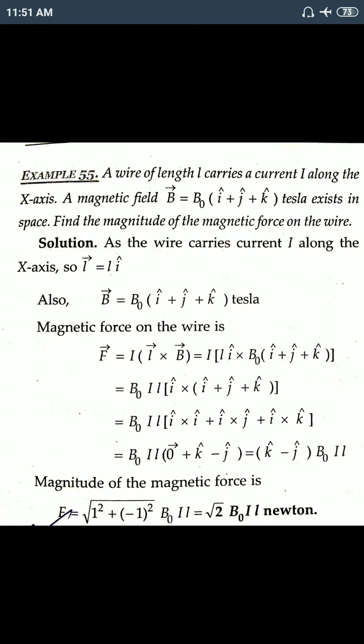So like this way, and B0 I into L is constant. So we get root 2 B0 into I into L Newton. This is the magnitude of the magnetic force.